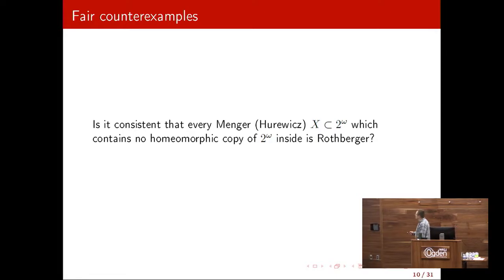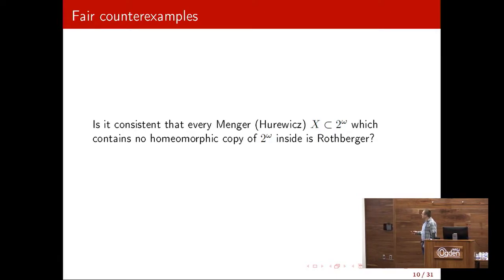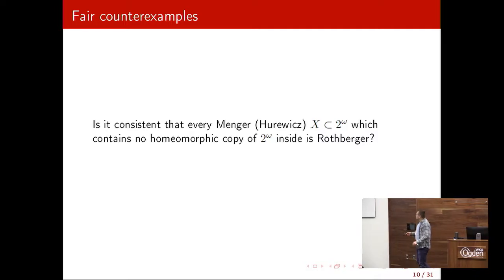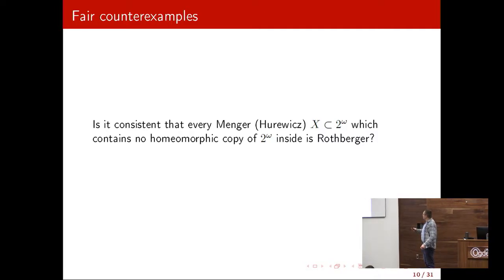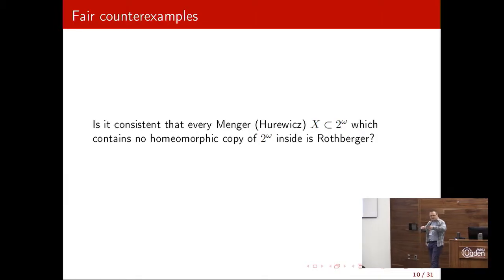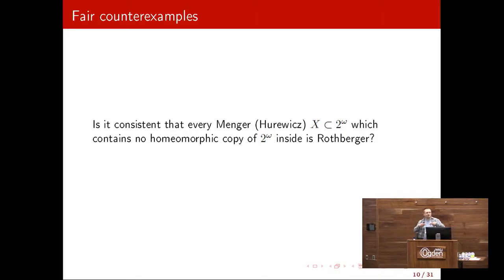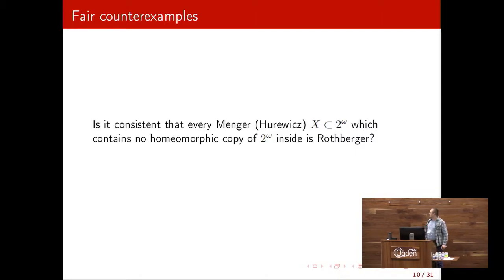Is it consistent that every Menger subset of the Cantor space, which has no copy of the Cantor set inside, is Rothberger? Because it's nearly a simple exercise that if you contain a closed copy of the Cantor set inside, you're not Rothberger, because all the properties, like covering properties, are inherited by closed subspaces. So you can cheat by saying, let's take the whole Cantor set.